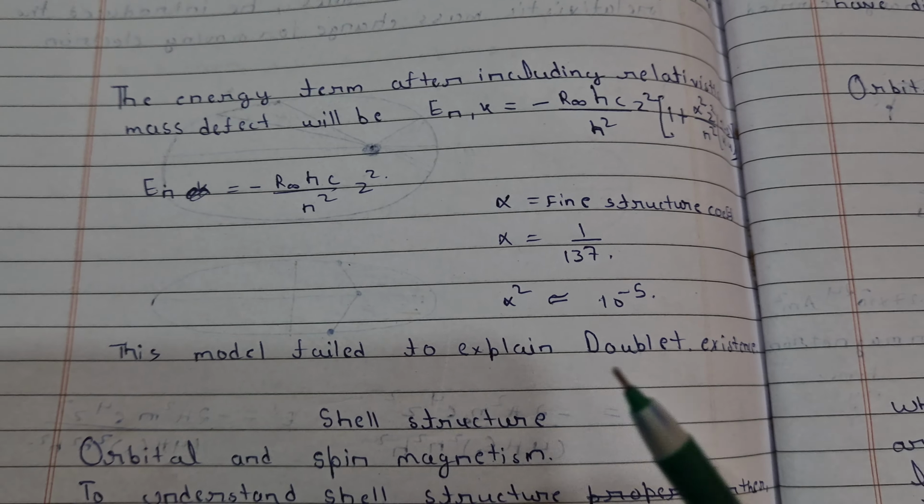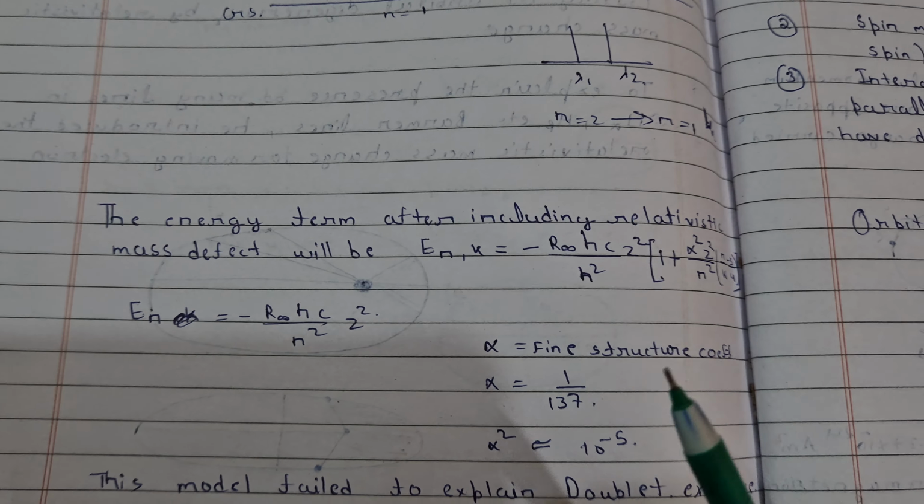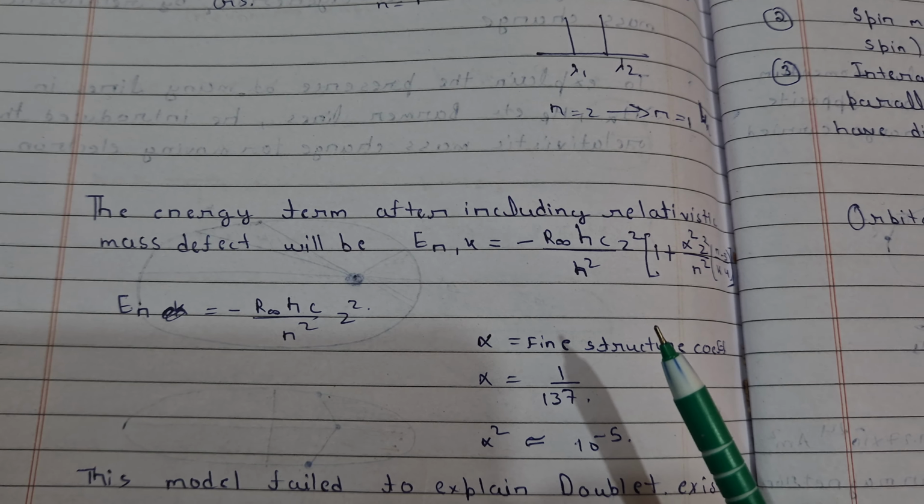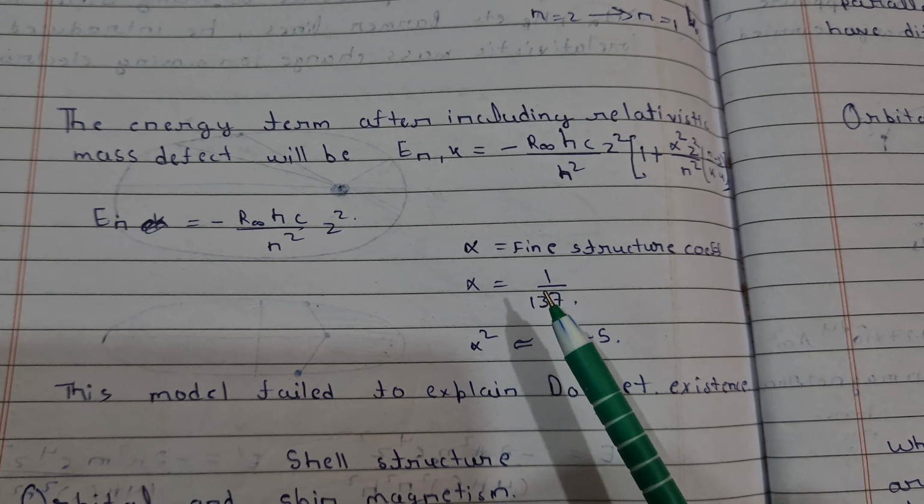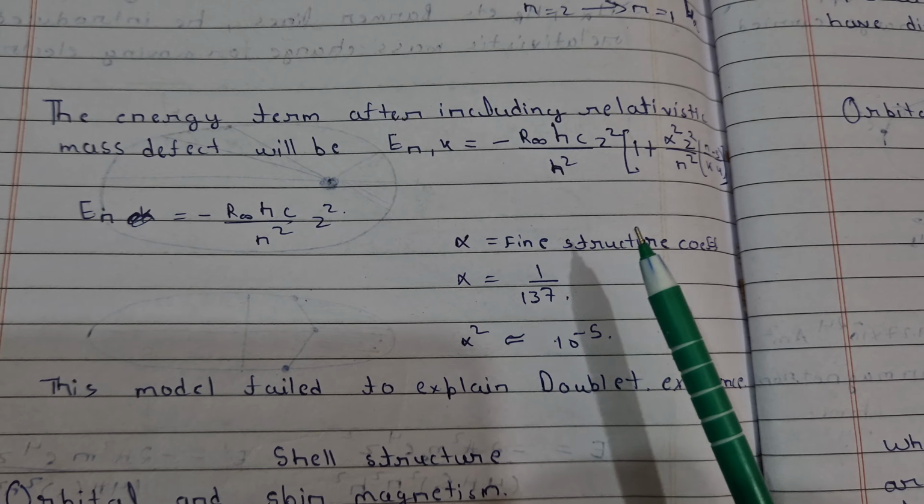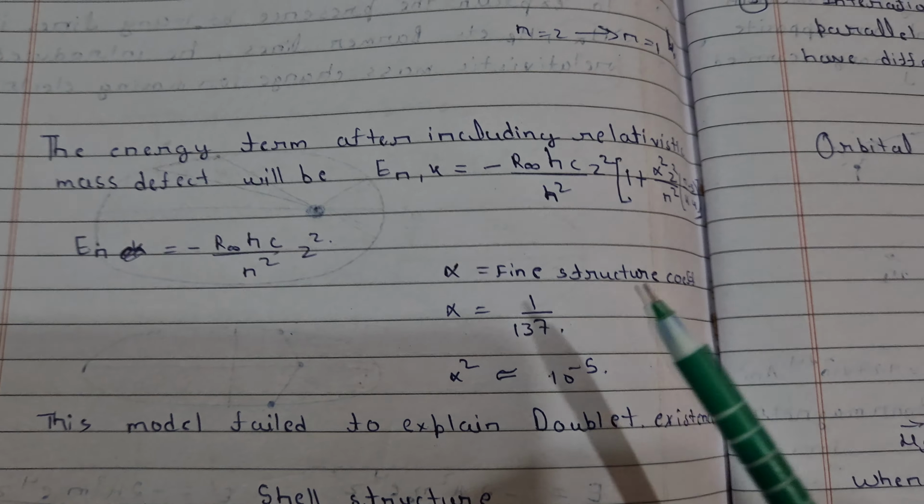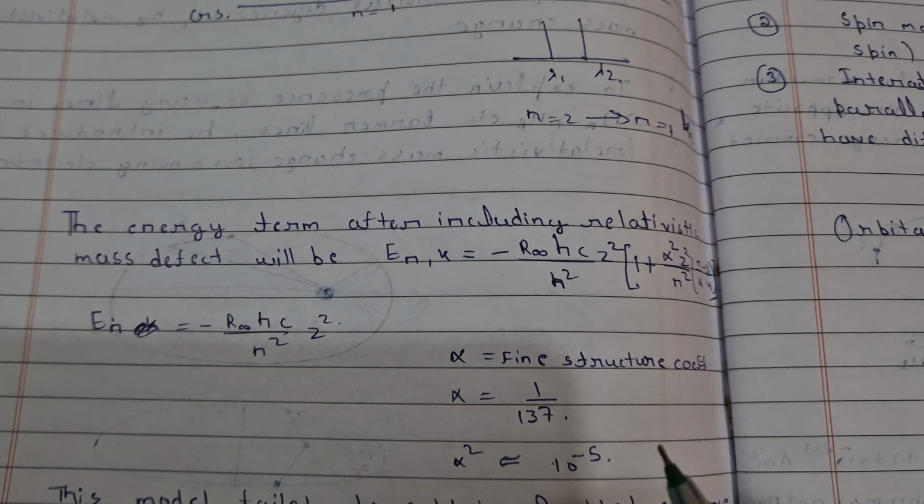But this model failed to explain the doublet existence. So we just consider it a development, not a true explanation. After this we got a roadblock, meaning there was no future development. They couldn't see how to explain these things, that there are two lines and three lines and multiple lines. How can they explain them?